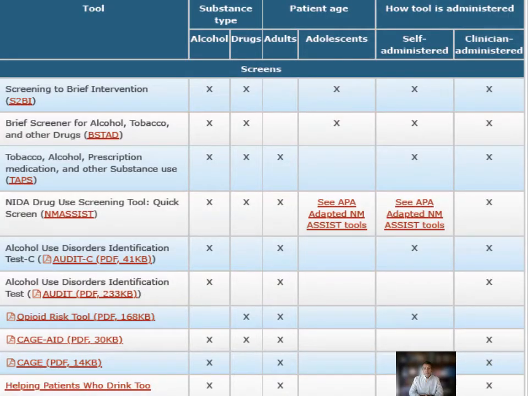This slide is just simply for your reference. This lists some common screening tools. It lays out what substances it screens for, what patient ages it's validated for, and how the tool is administered. So these can be clinician administered or self-administered. There are some that cover both adults and children. There are some children and adult specific screening tools, but I encourage you to look at this general list. This is not all inclusive, but lists some of the most common ones used in practice, and figure out which one fits best into your specific practice.